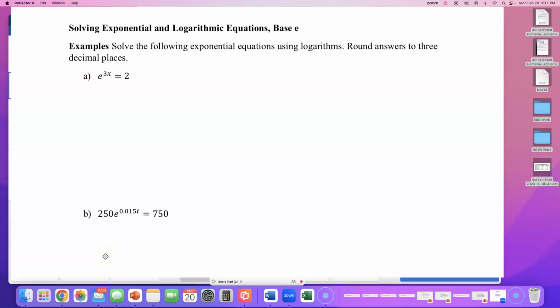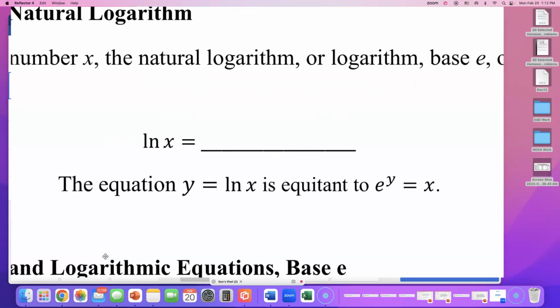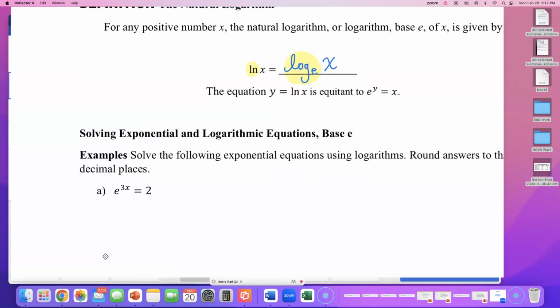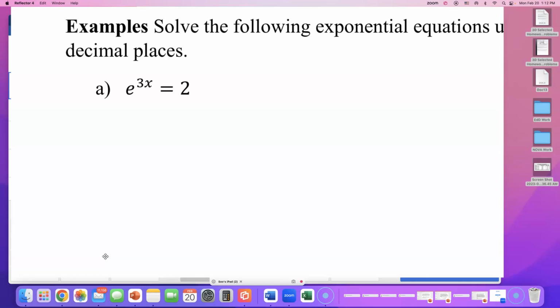So natural log is pretty useful whenever you are solving exponential equations with base e, because natural log of x means log base e of x. So whenever you see this ln, you know the base is e, okay? But in this page, I'm just going to show you how to solve some of these equations that you may already have seen in pre-calc.